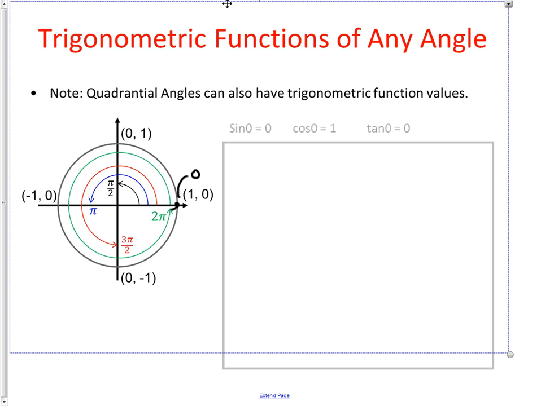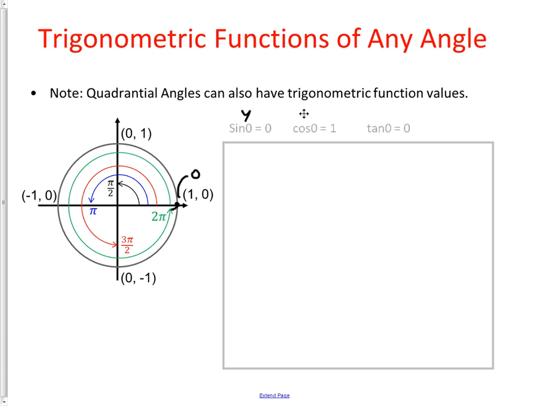So if we associate sine with y and cosine with x, tangent is defined by the ratio identity as sine over cosine. We could also say that is y divided by x, and tangent of 0 then would also be 0.